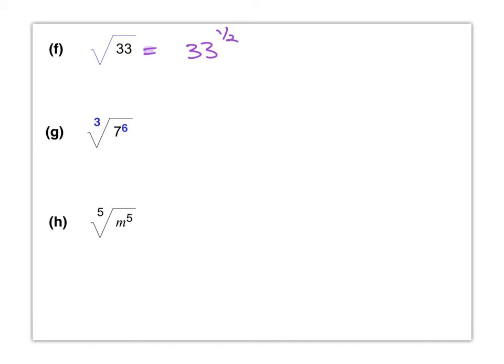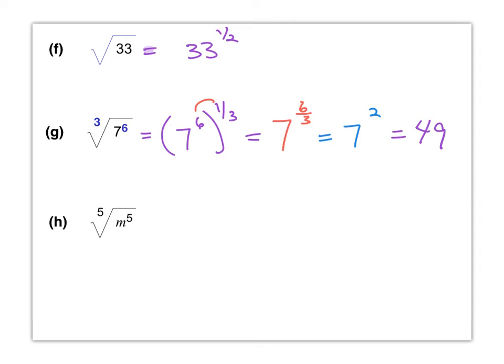The cube root of 7 to the 6th can be written as 7 to the 6th power raised to the 1/3 power. You can also write this as a power to a power. You can multiply those powers together: 6 times 1/3, which is 6/3, and then that can be simplified to 7 to the 2nd power, and then finally you could go further and write this as 49.